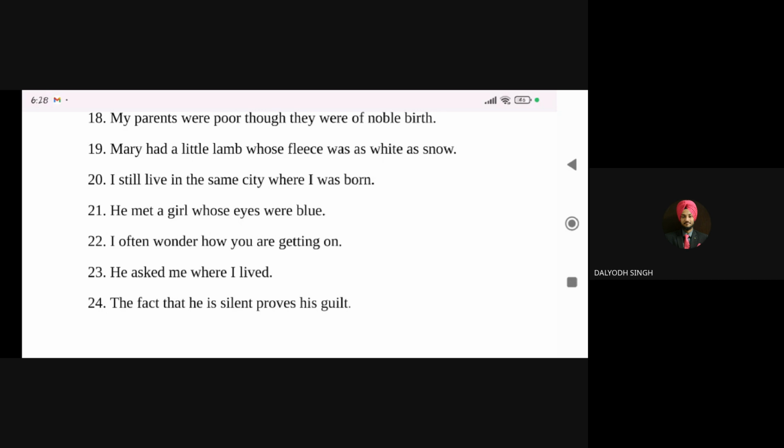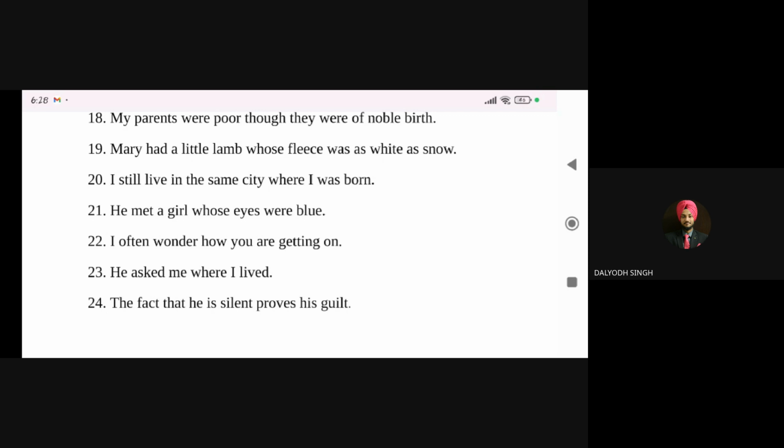Okay, I often wonder. Even if I remove the word "often," which is an adverb, I can just remove it. I still will be left with "I wonder." So my object is actually "how you are getting on." I can ask, I wonder what? And the answer is, I wonder how you are getting on. So if it's an object, then what kind of a clause will it be? Noun clause, right? So how you're getting on is basically an example of a noun clause.